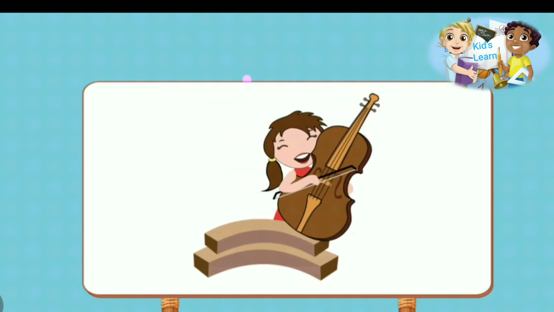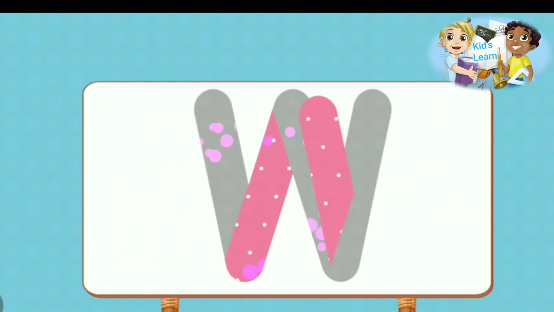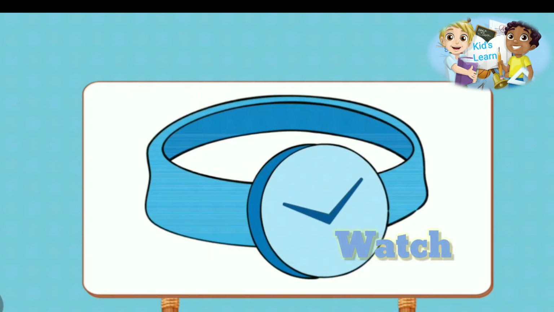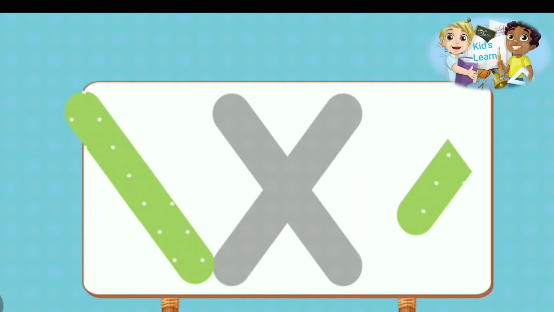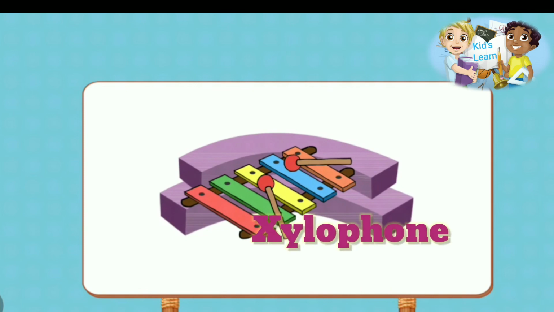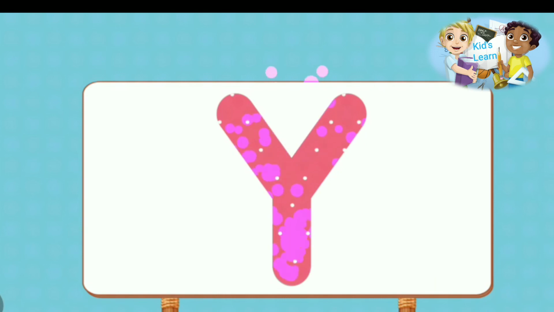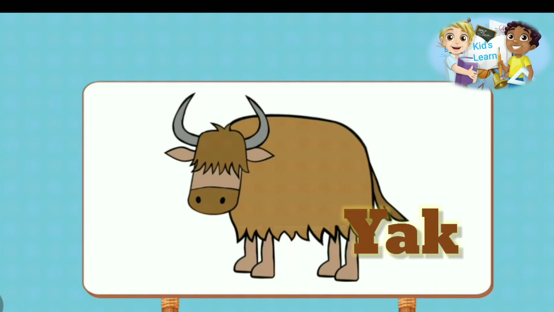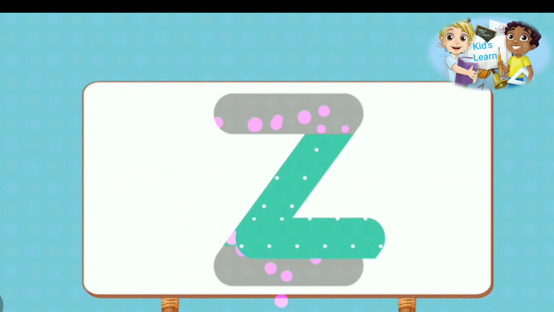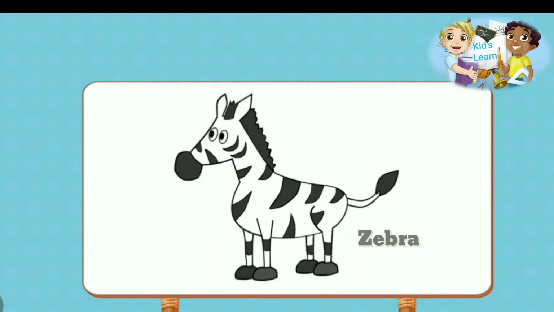V. Violin. Match the pictures to their shadows. W. Watch. Match the pictures to their shadows. X. Match the pictures to their shadows. Y. Yak. Match the pictures to their shadows. Z. Zebra.